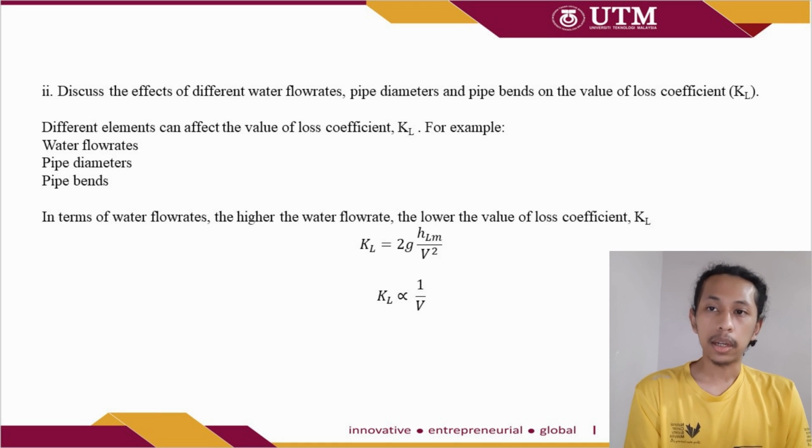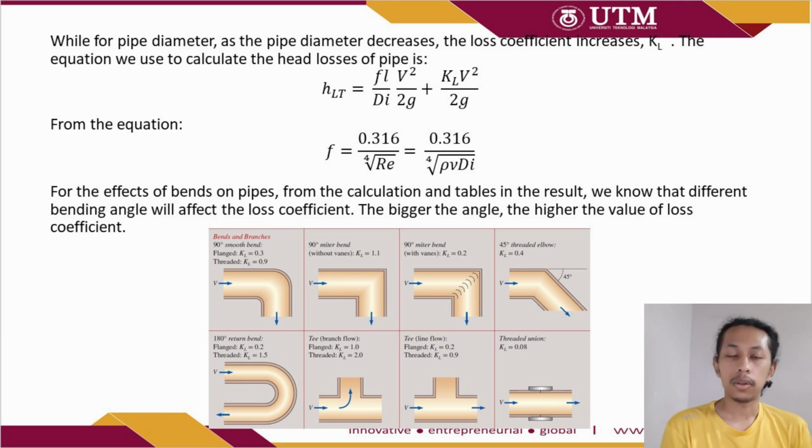We know this because of the equation KL equals 2g HLM over V squared. And then we can see that KL is actually inversely proportional to the velocity, or the water flow rate. So as the water flow rate increases, the KL value will decrease. While for pipe diameter, as it decreases, the loss coefficient KL will increase.